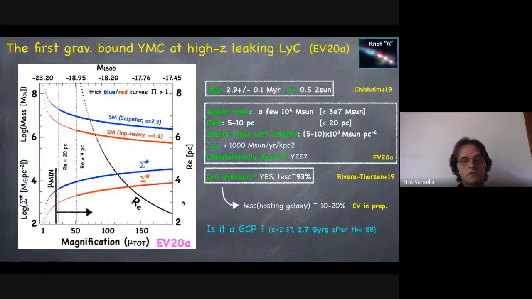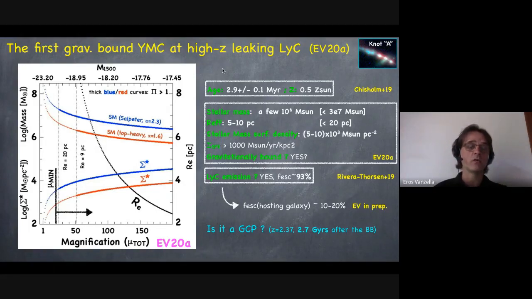This is another plot that is summarizing the things for this knot A. This is the surface density of stellar mass as a function of magnification, for two different IMFs, top heavy in red, Salpeter in blue. This is the stellar mass, and this is the effective radius as a function of magnification. Now, we are working on the model of this lens, so we put a minimum magnification by using some geometrical constraint, but magnification is at least 20 or even up to 50. So if it is 50, we are talking about something with an effective radius of 5 parsec, and extremely dense. And so it's telling us that this is a very, very nice candidate star cluster.